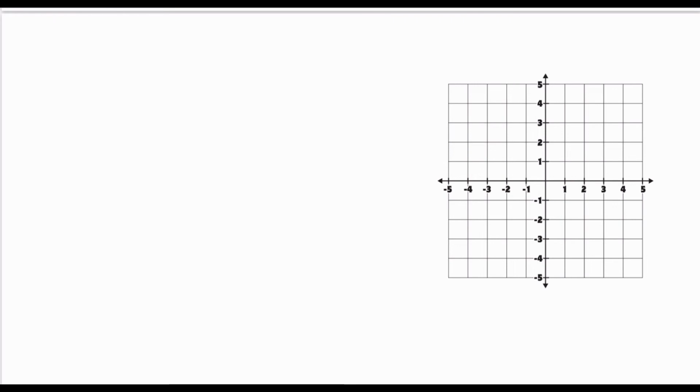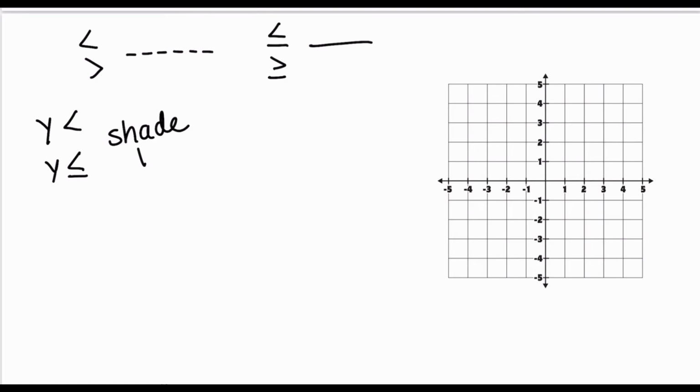Before we do the next example, just to recap, if we have less than or greater than, that means we're going to have a dotted line. If we have less than or equal to, greater than or equal to, we have a solid line. As long as the y is on the left-hand side, if it's y less than or y less than or equal to, that means I'm going to shade below the line. And if it's y greater than or y greater than or equal to, you're going to shade above the line. And below and above all depend on which direction the line is going.